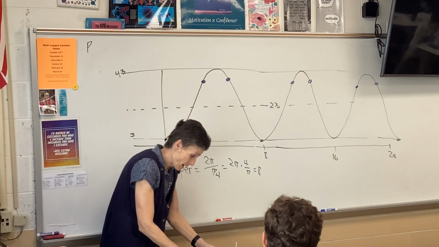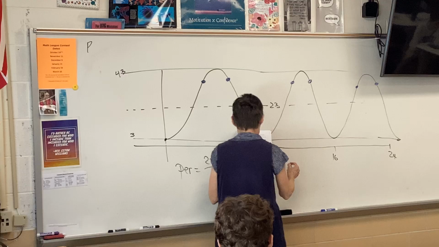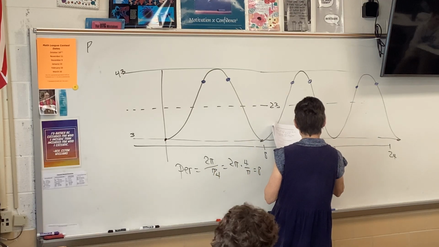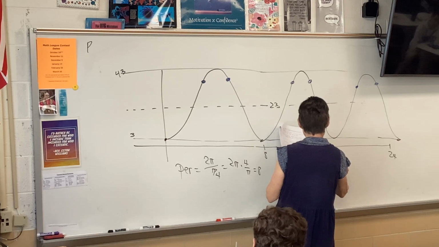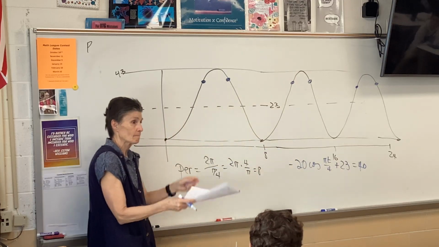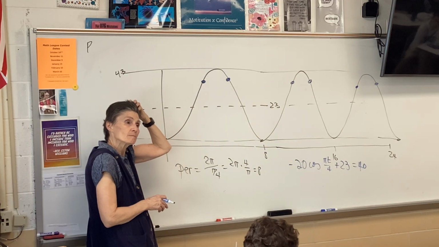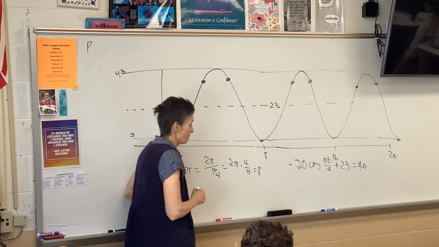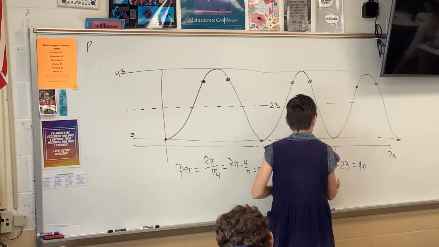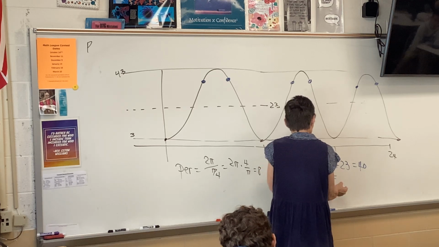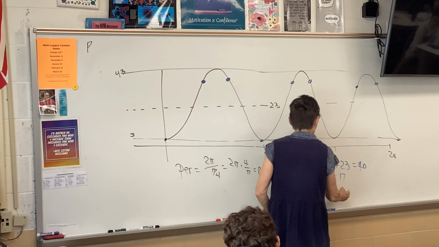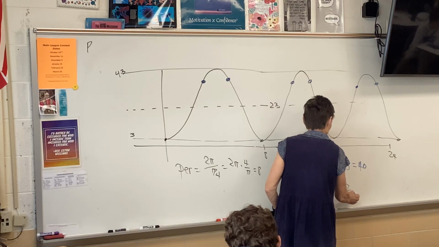So we need to find where negative 20 cosine pi t over 4 plus 23 equals 40. Would you agree with me? Okay, I'm just going to go ahead and solve that. So, subtracting 23, 17. So cosine pi t over 4 equals negative 17/20.